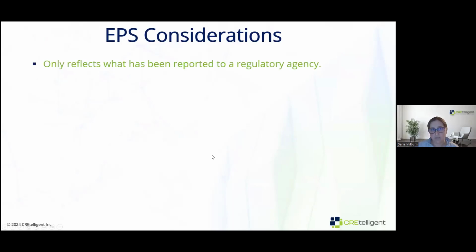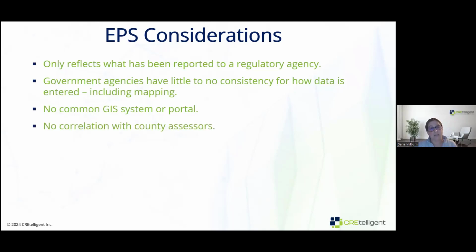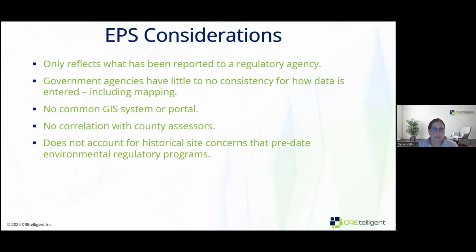Some of the considerations with the EPS, again, it only reflects what's been reported to a regulatory agency. Government agencies have no consistency of how the data is entered, including mapping. There's no common GIS system or portal for them all to use and link their listings to. They don't correlate with county assessors. They don't account for historical site concerns that predate environmental regulatory programs.